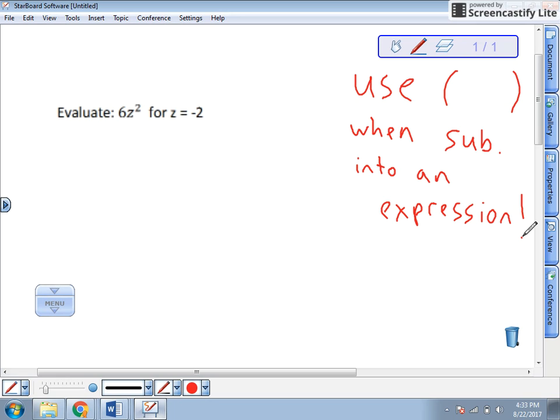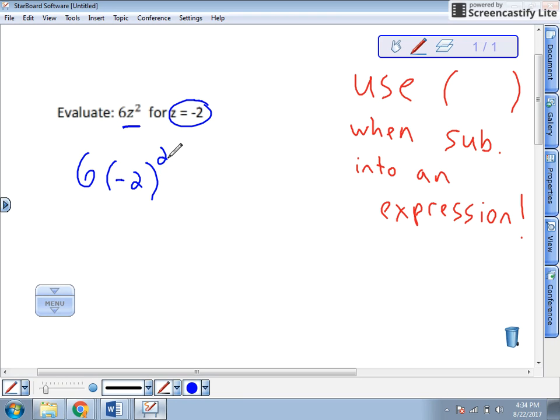So we're going to evaluate 6z squared when z equals -2. Where I see a z, I'm going to put in -2. Now I see those numbers kind of look alike. Watch with me now. So I'm going to rewrite the 6. Now wherever I see a z, I'm going to put the parentheses and plug in -2. And then I'm going to put the exponent.